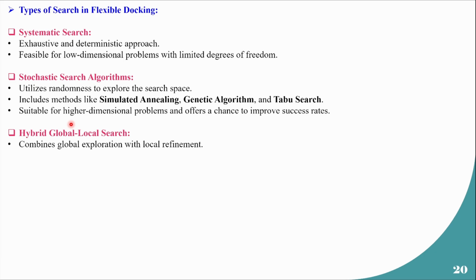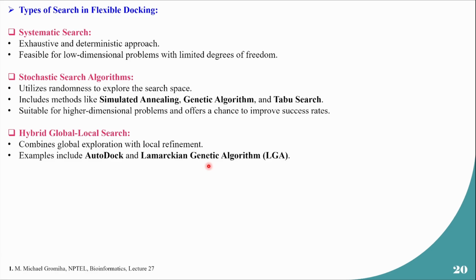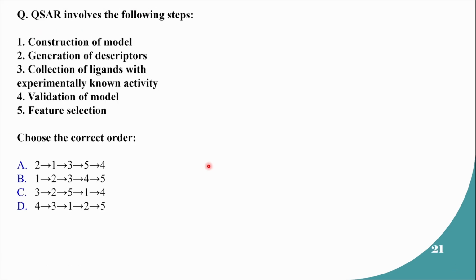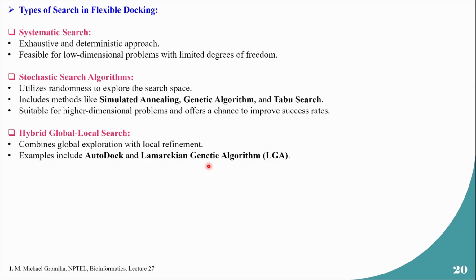And of course, you can do a global search with a local refinement approach, which is a hybrid approach. Some software, for example AutoDock, use the Lamarckian genetic algorithm. So these are examples of the hybrid kind of process, right? I think we'll talk about some of these algorithms in some later slides or in later classes.